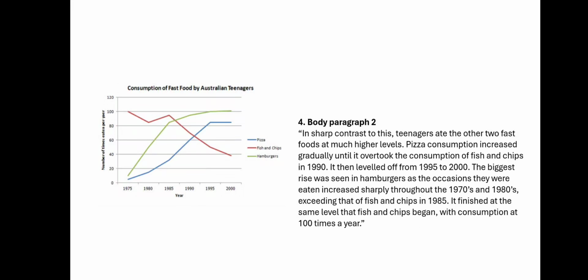And the next, body paragraph 2. In sharp contrast to this, teenagers ate the other two fast foods at much higher levels. Pizza consumption increased gradually until it overtook the consumption of fish and chips in 1990. It then levelled off from 1995 to 2000. The biggest rise was seen in hamburgers, as the occasions they were eaten increased sharply throughout the 1970s and 1980s, exceeding that of fish and chips in 1985. It finished at the same level that fish and chips began, with consumption at 100 times a year.